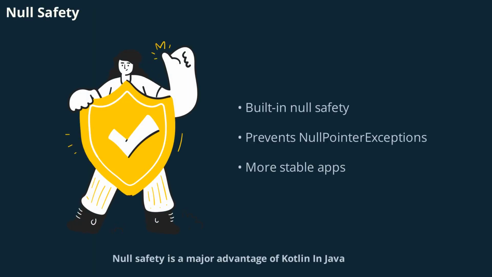Null safety is a major advantage of Kotlin. In Java, NullPointerExceptions are a common source of bugs and crashes. Kotlin addresses this by providing built-in null safety features, helping developers prevent these issues at compile time. This results in more stable applications and fewer runtime errors, making Kotlin particularly attractive for Android development where reliability is crucial.